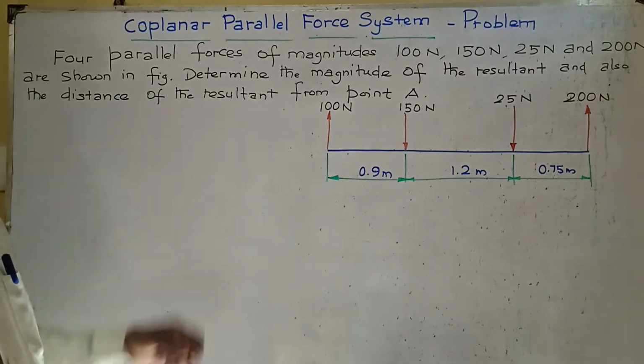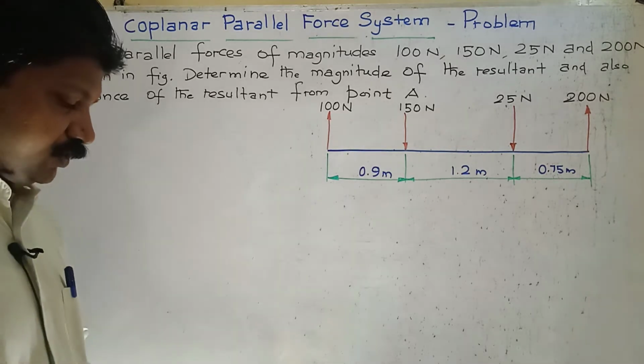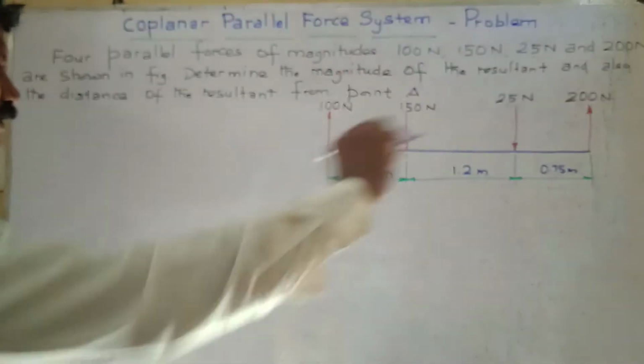Four parallel forces of magnitudes 100 Newton, 150 Newton, 25 Newton and 200 Newton are shown in the figure. Determine the magnitude of the resultant and also the distance of the resultant from point A. So first we have to find the resultant force.